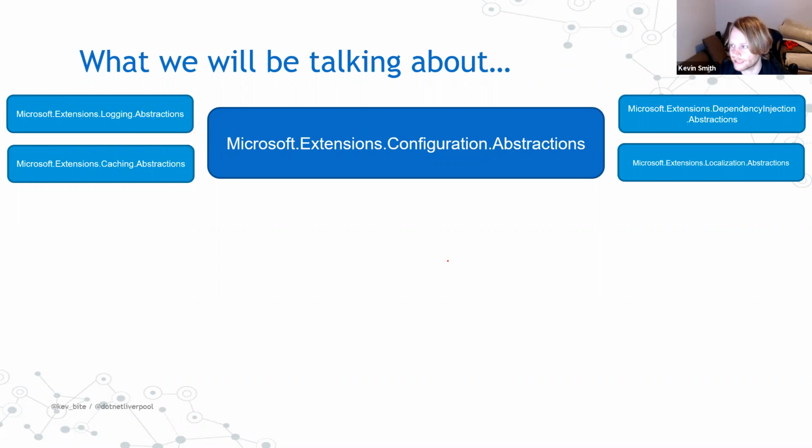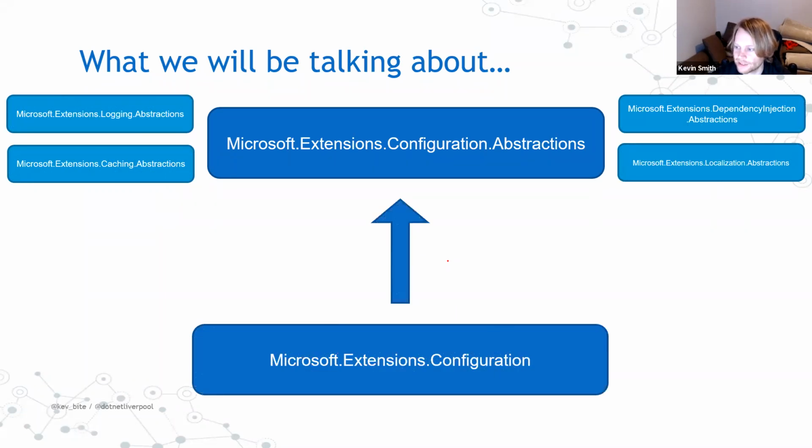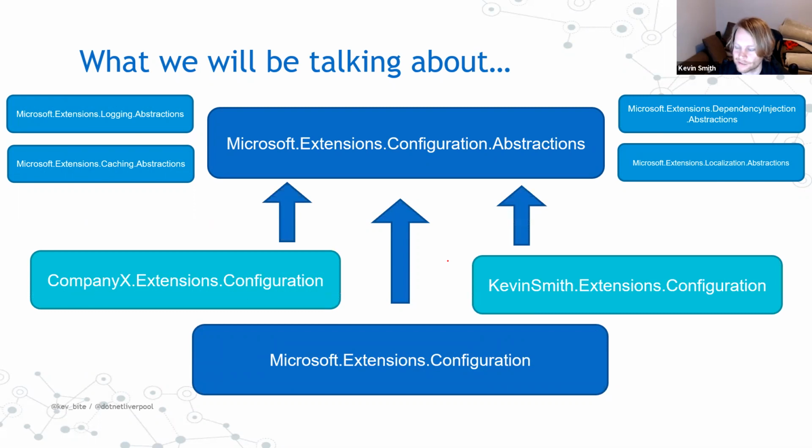And the one we're going to be using is the configuration one. And Microsoft implements that. So all the Microsoft ones are Microsoft.Extensions.Configuration. But there are some other ones out there. So other people, Company X, could create their own configurations. And I could create my own and publish it on NuGet as well, and people could consume them as well.